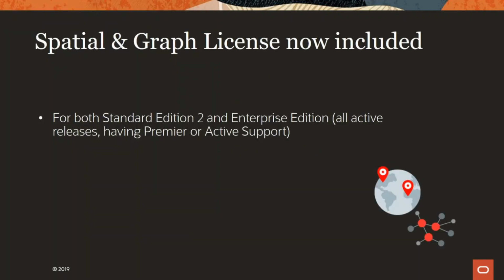Big news, the spatial and graph license is now included in all Oracle databases which have an active release. This is for both Standard Edition 2 and Enterprise Edition. So this means if you have an Oracle database with an active release, you can go ahead and download the Oracle Spatial Studio and start using it for free.